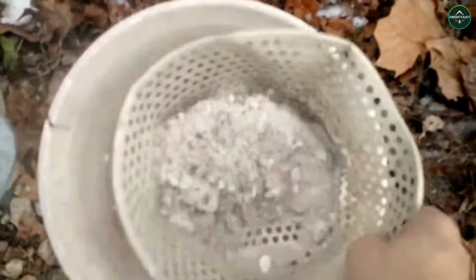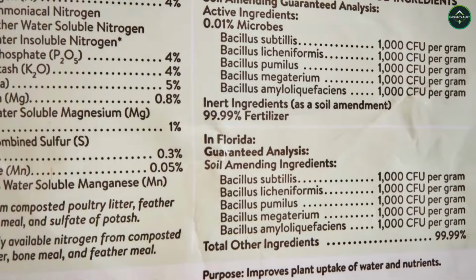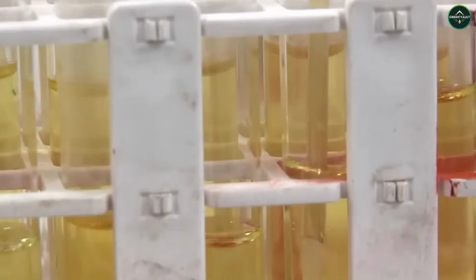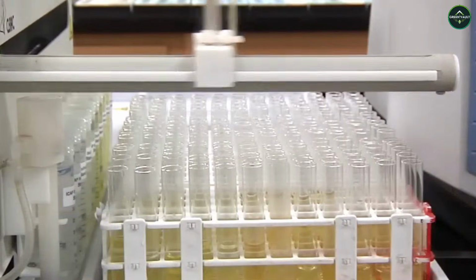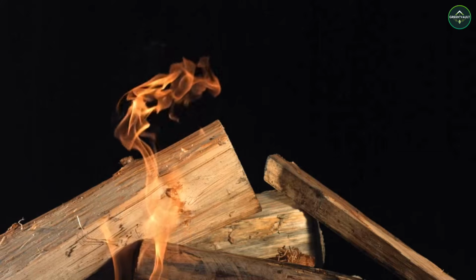Trace minerals arrive as byproducts. Phosphorus is 1 to 3%. Magnesium is 3 to 4%. Micronutrients like boron, zinc, and manganese occur in smaller concentrations. All are bioavailable and all come from the combustion of wood tissue.